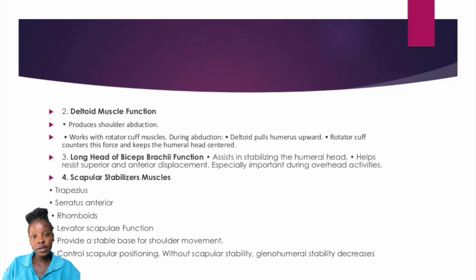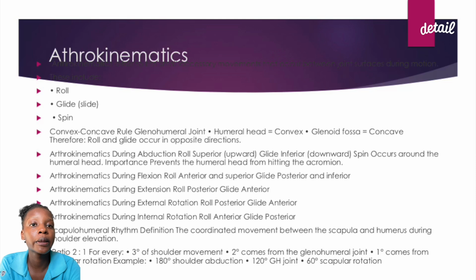Moving on to the fourth, the scapula stabilizer muscles. We have the trapezius, the serratus anterior, the rhomboids, and the levator scapulae. Their function is to provide a stable base for shoulder movement and control scapular positioning.